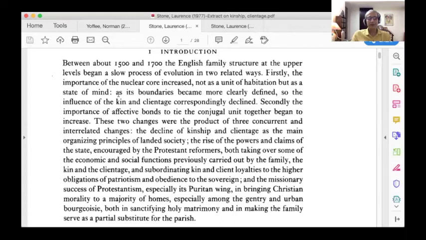These two changes were the product of three concurrent and interrelated changes: the decline of kinship and clientage as the main organizing principles of landed society, the rise of the powers and claims of the state, encouraged by the Protestant reformers, both taking over some of the economic and social functions previously carried out by the family, kin and the clientage, and subordinating kin and client loyalties to the higher obligations of patriotism and obedience to the sovereign, and the missionary success of Protestantism, especially its Puritan wing, in bringing Christian morality to a majority of homes, especially among the gentry and urban bourgeoisie, both in sanctifying holy matrimony and in making the family serve as a partial substitute for the parish.